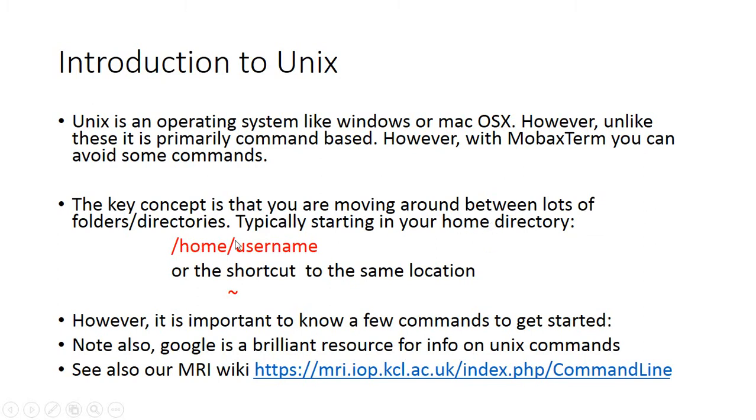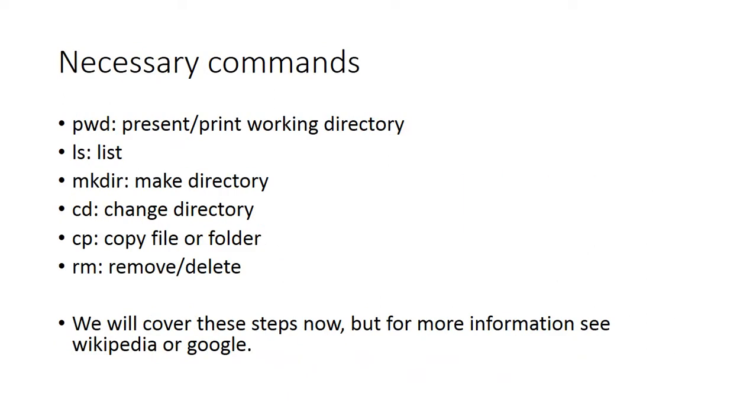The key thing to think about with Unix is it's folders within folders within folders. So here I've got a folder called my username inside a folder called home. There is a shortcut that points to this, which is this little tilde symbol. If you want a little info about Unix commands, you can see this link, but we're going to go through the main ones right now. The commands we're going to go through are pwd for present working directory or print working directory, ls for list, mkdir for make directory, cd for change directory, cp for copy file or folder, and rm for remove or delete. We'll cover these now just to demonstrate them, and then we'll move on to SPM.